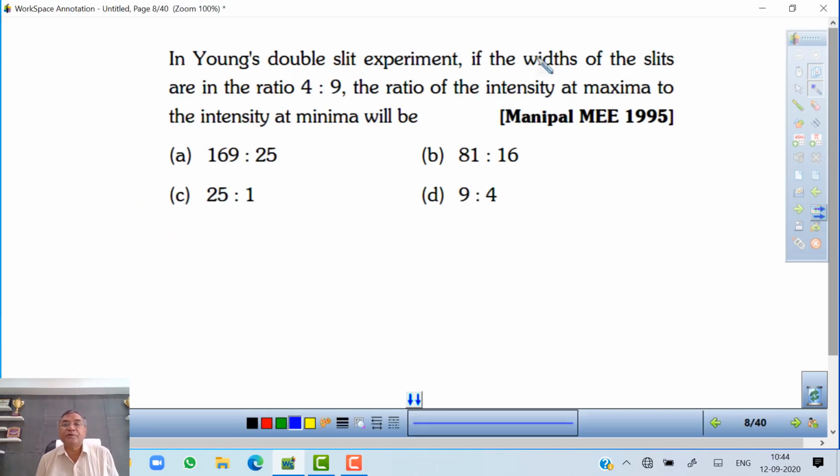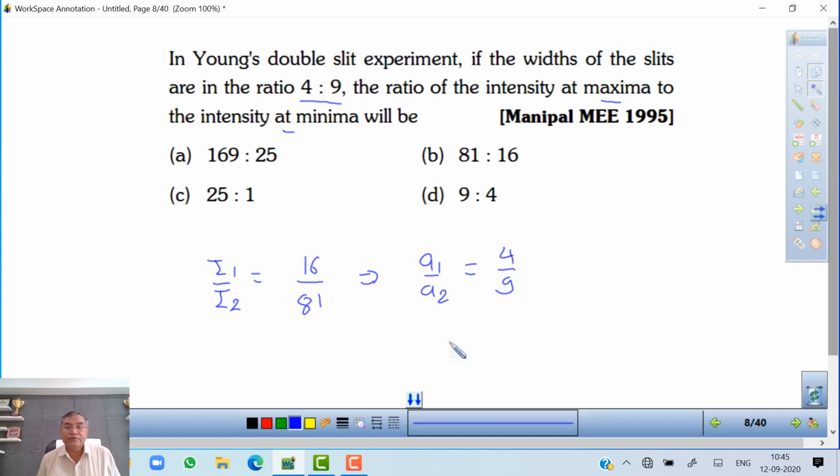Then in Young's double slit experiment, if the widths of the slits are in the proportion 4:9, the ratio of the intensity at the maxima to minima is? So width is 4:9. It means intensity I1 upon I2 is proportional to the square of the width. So it is 4 squared, 16, and this is 9 squared, 81. Remember, intensity is proportional to the square of the width of the slit. So I1 upon I2, you are getting it. It means A1 upon A2 is equal to 4/9. Okay. Now we want to find out maxima and minima.